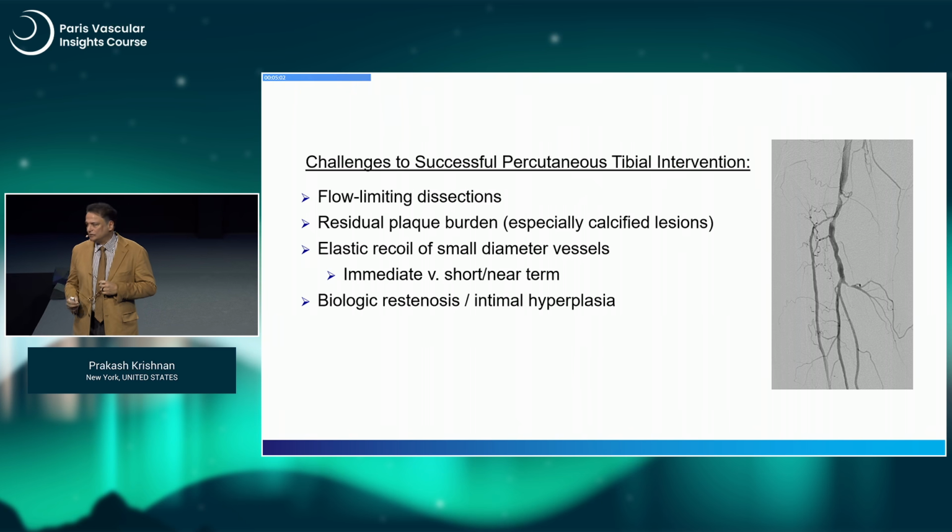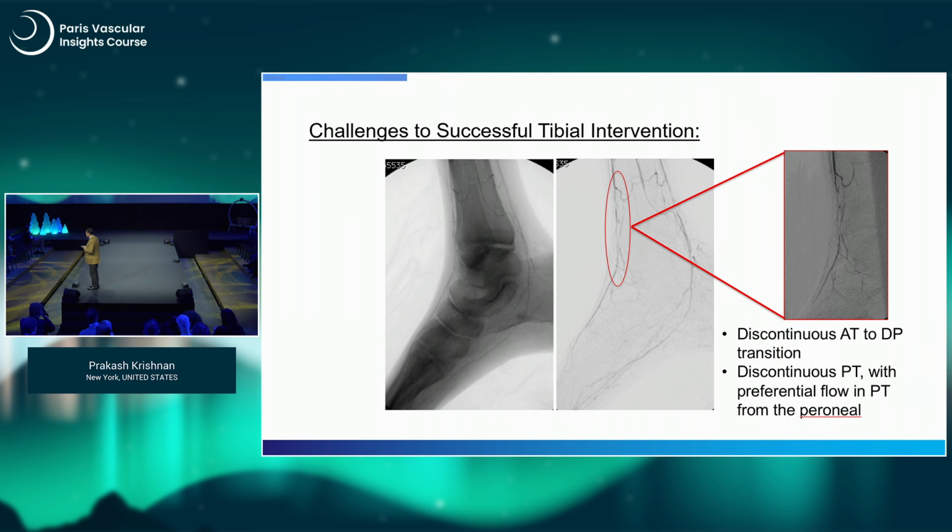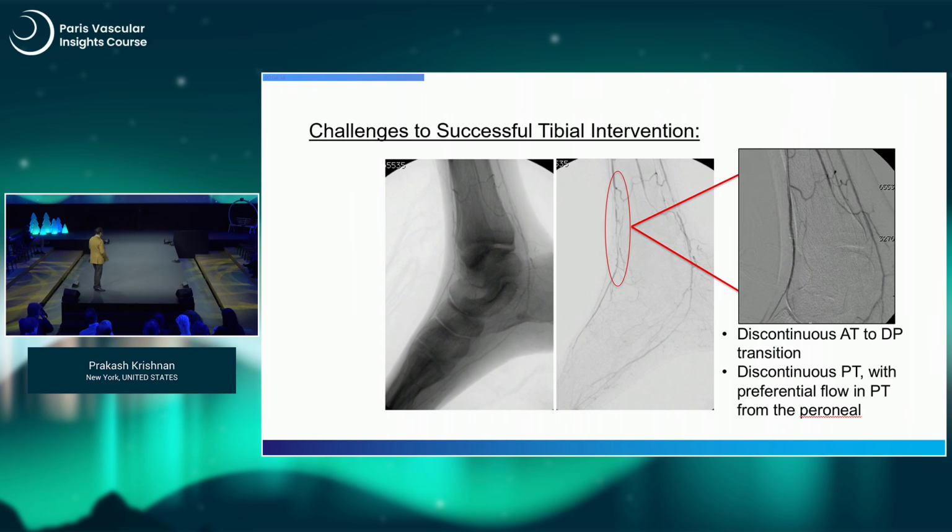So this is also a particular challenge. We're always looking for maximal luminal gain. But also the biologic issues with restenosis and intimal hyperplasia have already been discussed, but these are also very relevant below the knee. The other challenge is the discontinuation or the AT into the DP transition. We have to treat the outflow because the reason we're intervening on these patients is the ulcer, and we'd like to heal the ulcer. Also, you have preferential flow and which vessel to choose. So a lot of tremendous challenges that we're facing. It ends up with multiple interventions over a 2-year period. For instance, this particular patient had 6 interventions over a 2-year period to finally heal the wound.